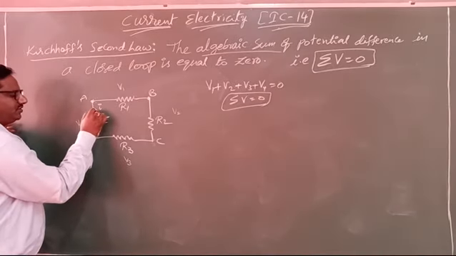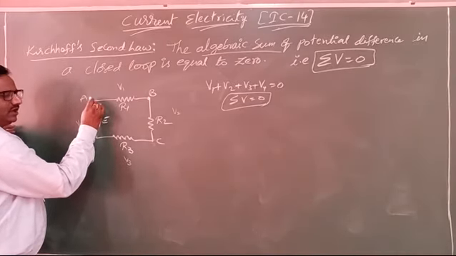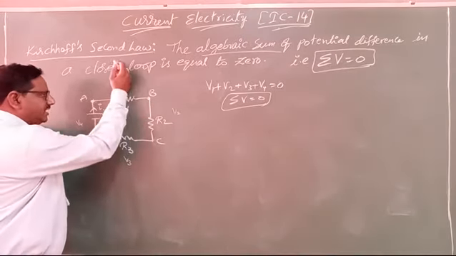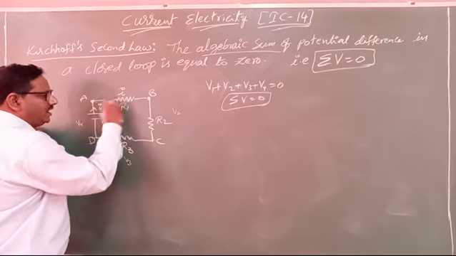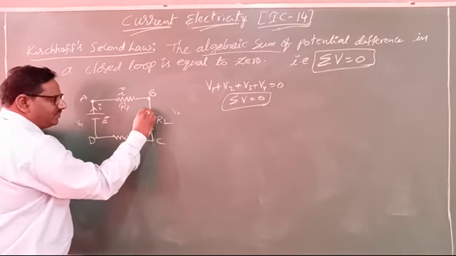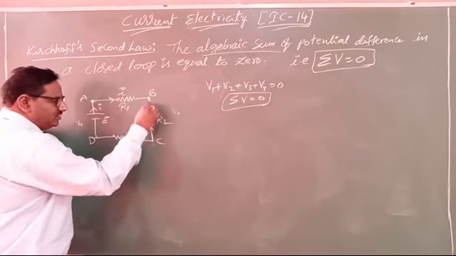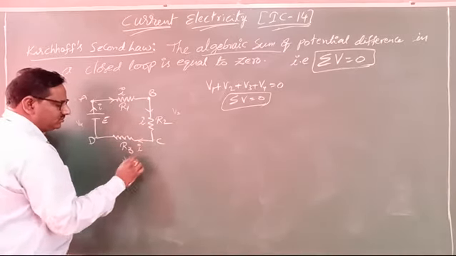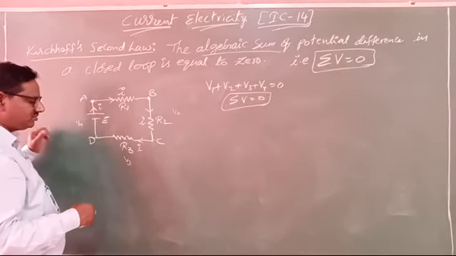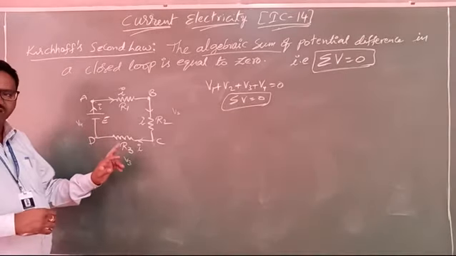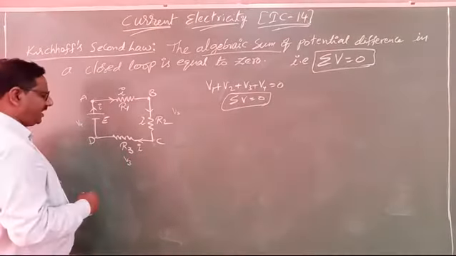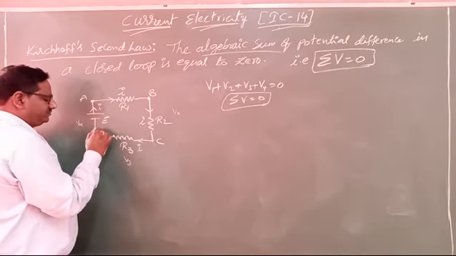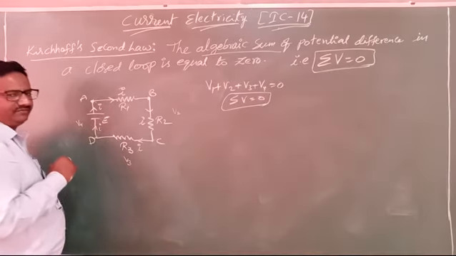To explain this, here I am taking one cell, with EMF E. From the cell's positive terminal the current will pass across the resistor R1. The same current I comes into the second resistor, and the third resistor also carries the same current I, and it will reach the negative terminal. So the current will reach here.